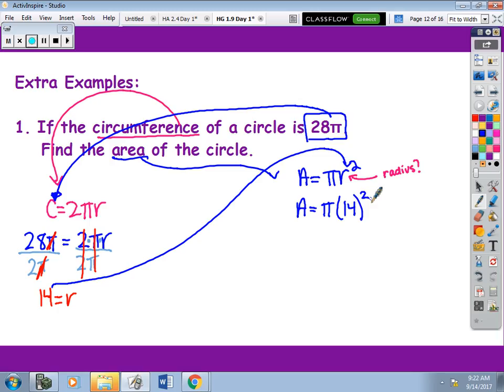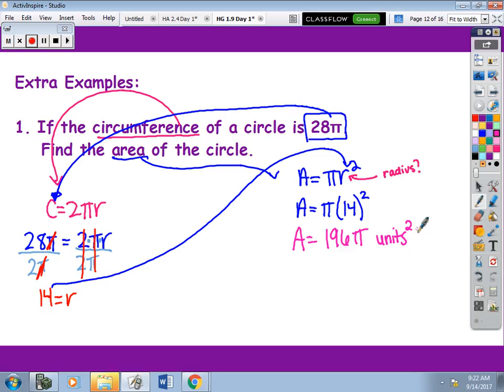And they didn't tell us if we want to leave it in terms of pi or not, so let's do both. So 14 squared gets me 196, so that would be 196 pi. And they didn't give me units, so I'll just put units squared. Area should be square units.